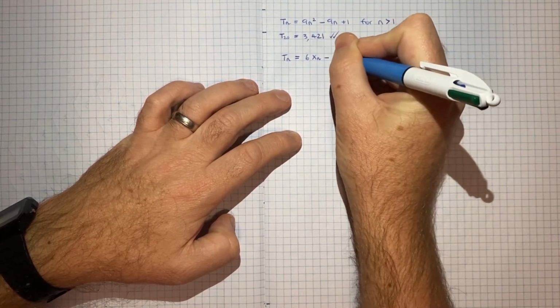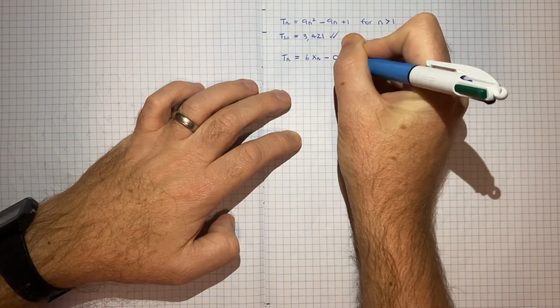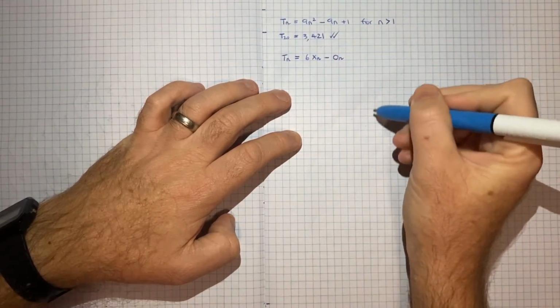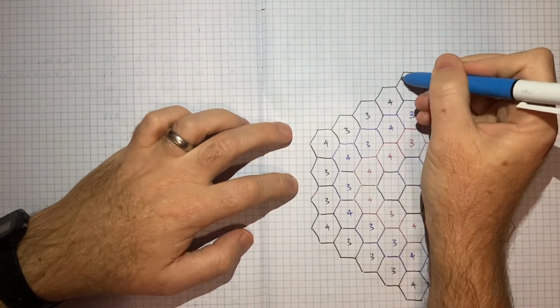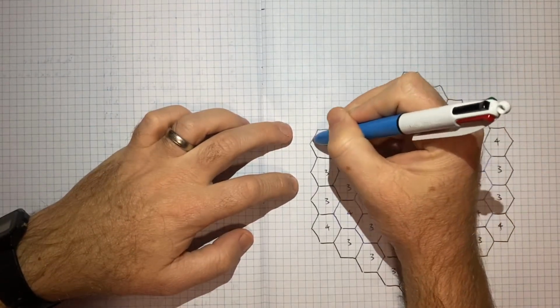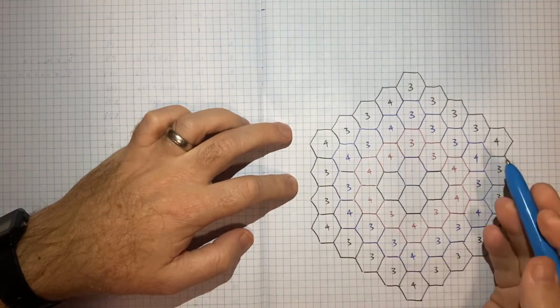minus what I'll call O_n, which is the outside edges. So for example, on any expansion, if I was just to count the outside edges, how many would there be? That I'm going to call O_n.